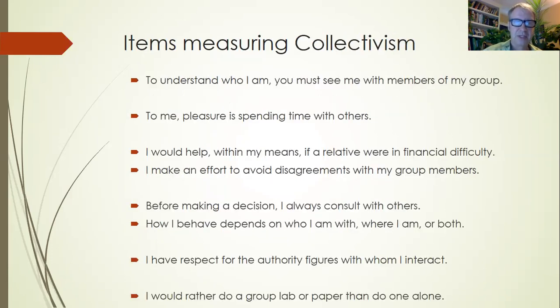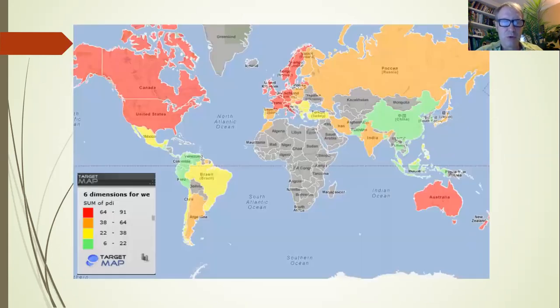Collectivists typically say: I take pleasure in spending time with others. Before I make a decision, I always consult with others. Authority is totally respected. It is about interdependence and making sure group harmony is maintained. If you look at a map of the world, you can see in red the more individualistic cultures, those who value that more. And in orange and green, you typically see more collectivist cultures.